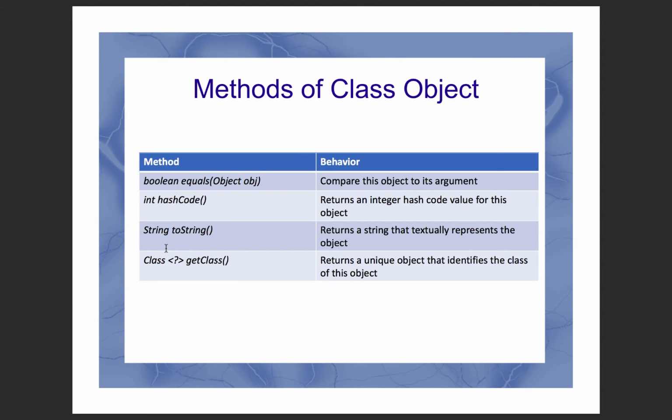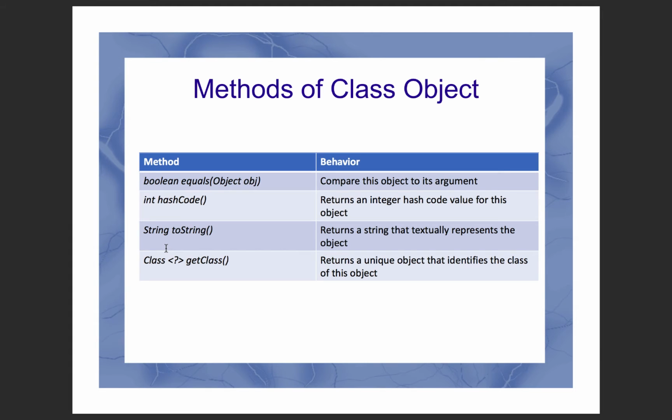So there are several methods in the Object class. These are some of them. For example, the equals method, which returns boolean, takes an object and compares it with another object. Then the hashCode method returns an integer hash code value for the object. So every object has some hash code value, and hashCode returns the hash code value of any object.